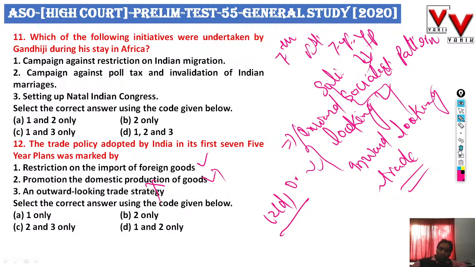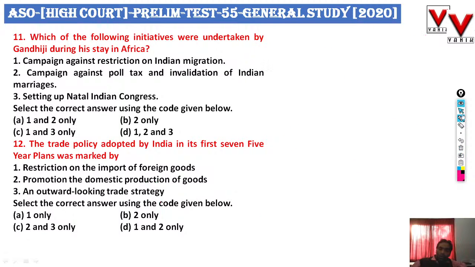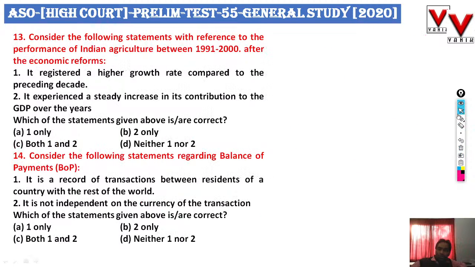Now we are going to proceed further and discuss the next question, the 13th one. Consider the following statements with reference to the performance of Indian agriculture between 1991 to 2000 after the economic reform. That means we took measures for economic reform in 1991, known as LPG, liberalization, privatization and globalization. And they are asking about the performance of Indian agriculture after the adoption of LPG reform.